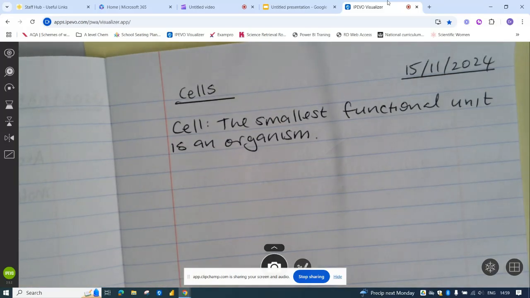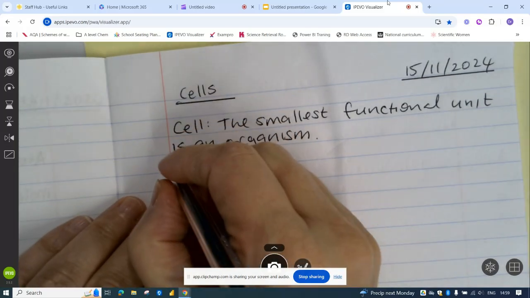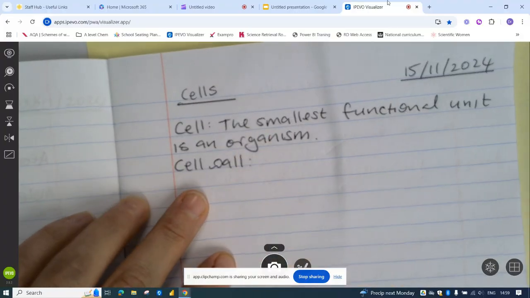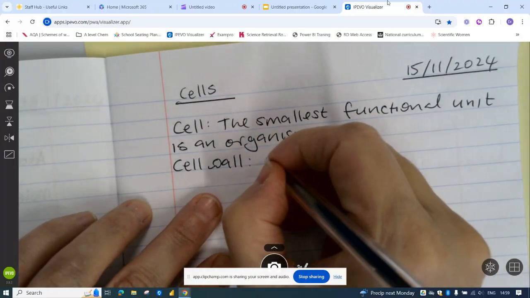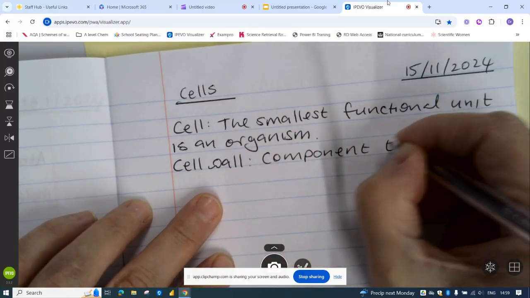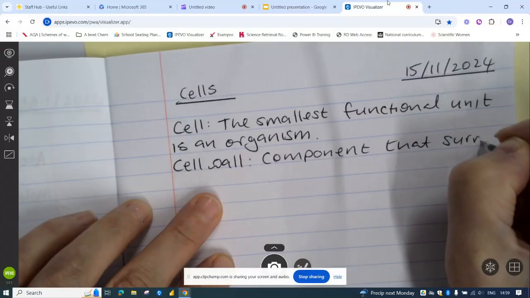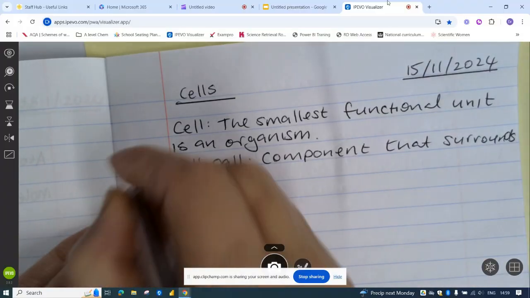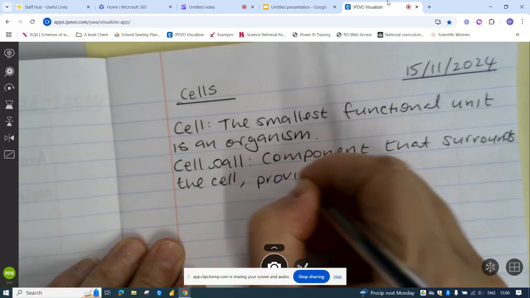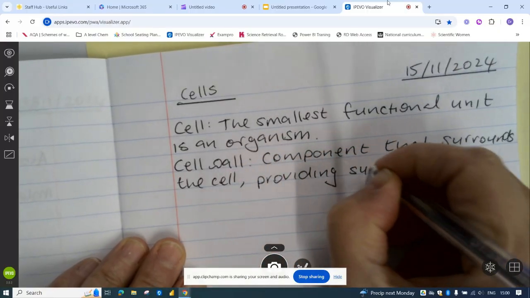I would then move on to my second keyword. The second keyword was for a cell wall. A cell wall is the component that surrounds the cell, providing support.